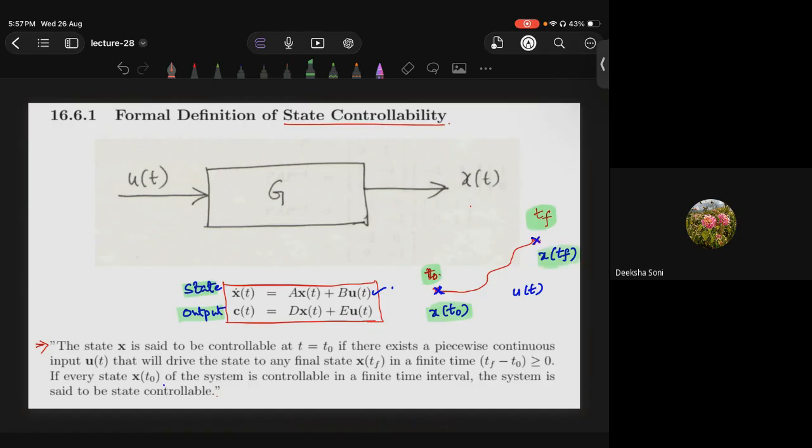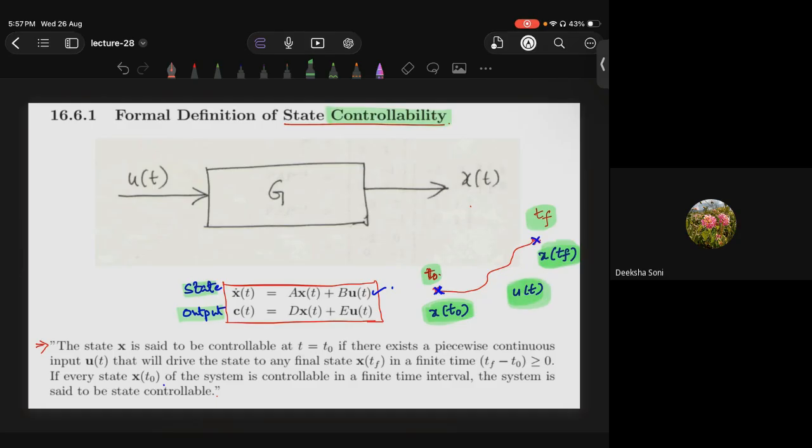Now we will ask a question. Is there any existence of u of t? What is u of t? Input. Is there any existence of u of t which can take your system from initial state to the final state? If that kind of u of t exists, then we say the system is controllable.